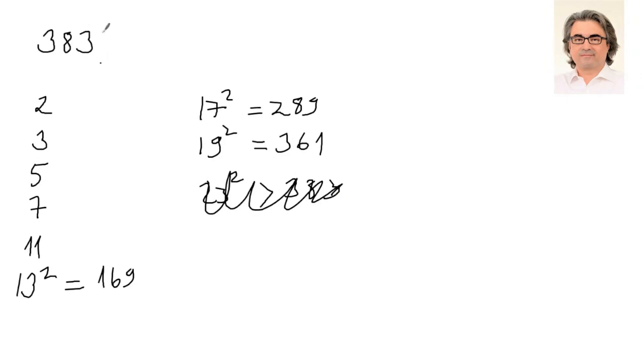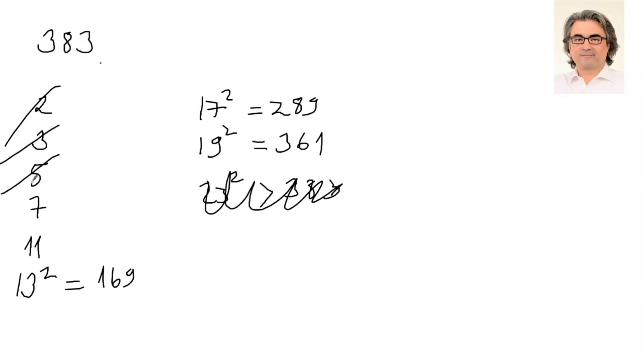Now 383 is not divisible by 2 because it's an odd number. What about 3? The summation of digits of 383 should be divisible by 3 if this number is divisible by 3. 3 plus 8 is 11. 11 plus 3 is 14. 14 is not divisible by 3. So 383 is not divisible by 3. What about 5? It's not divisible by 5 because the unit digit of this number is not 0 or 5.